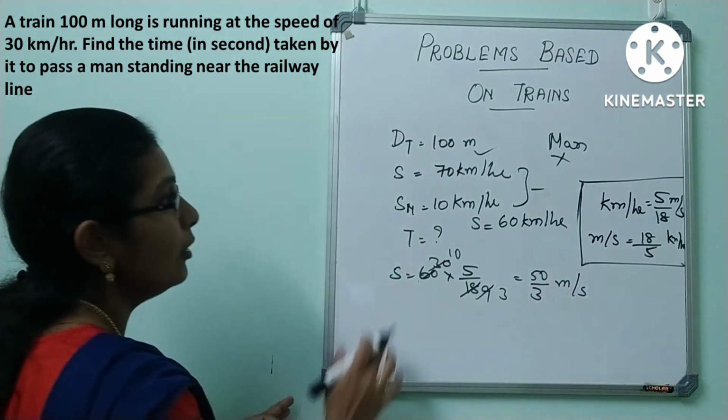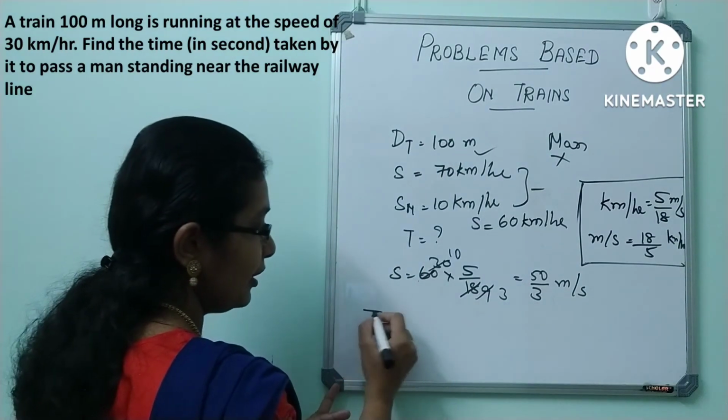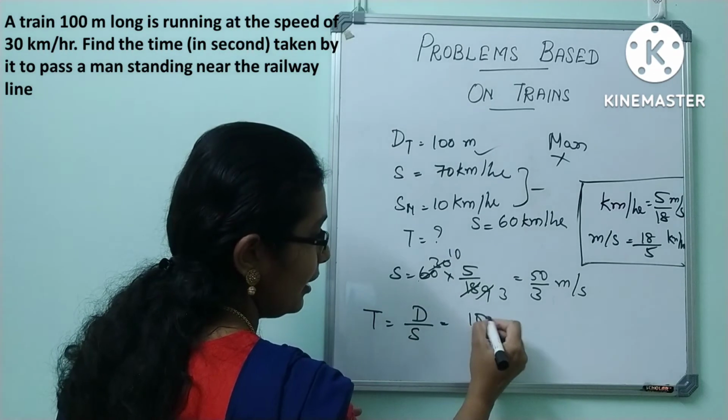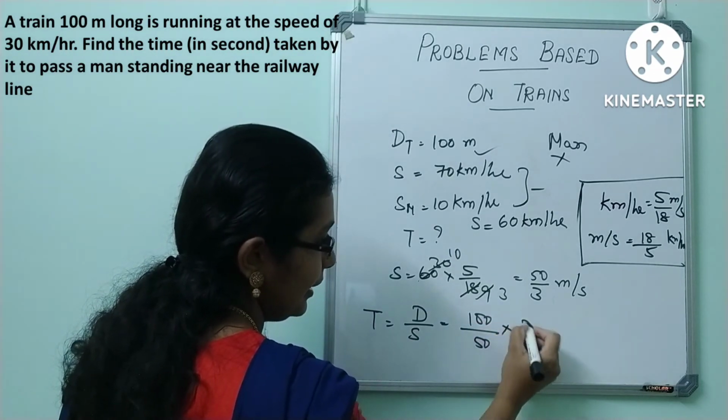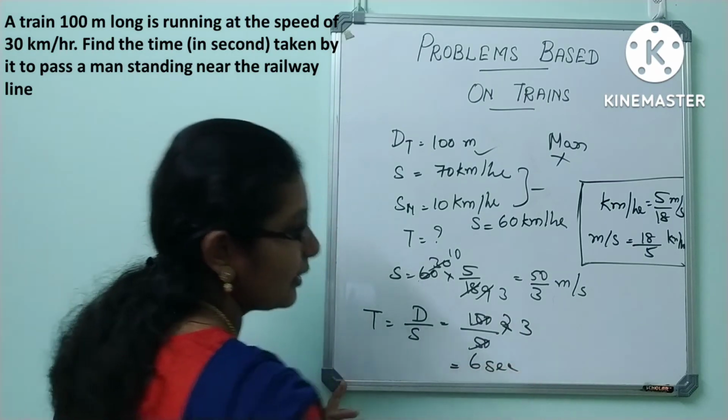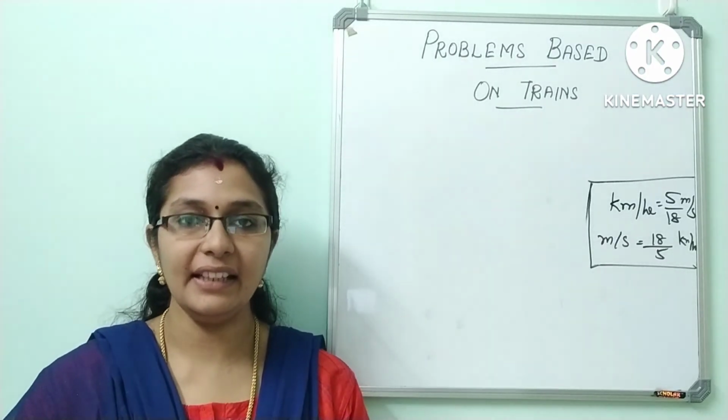Okay. Now you have the distance and speed, so you can easily find the time. Distance by speed. So distance is 100 divided by speed is 50 by 3, which is equal to 6 seconds. Clear? Yes. See the next question.